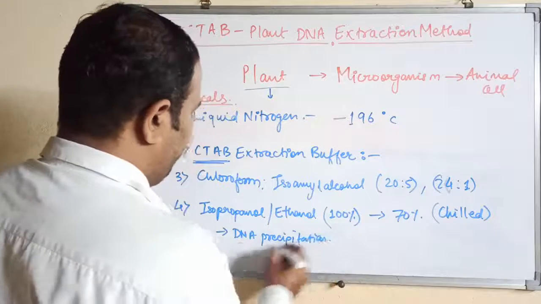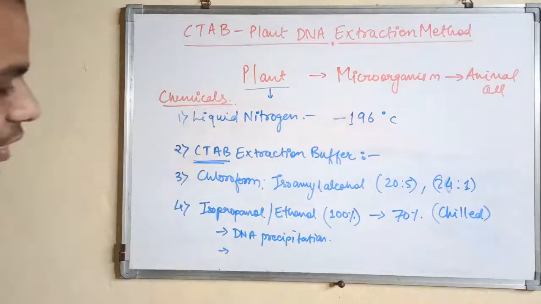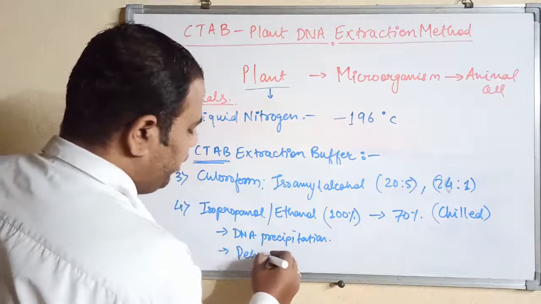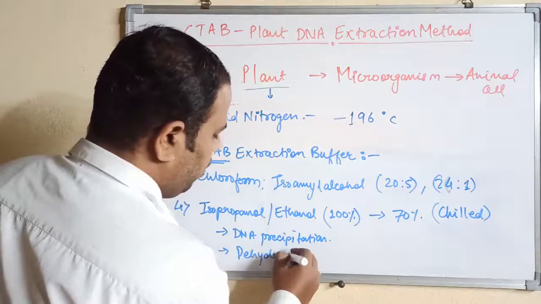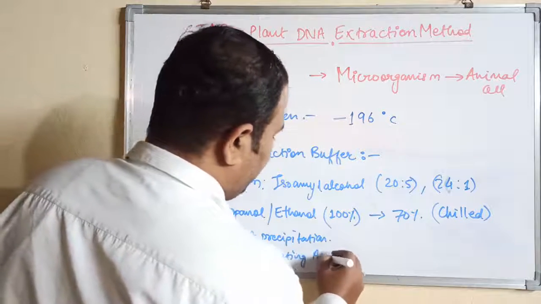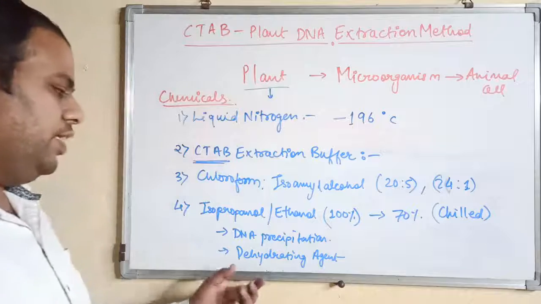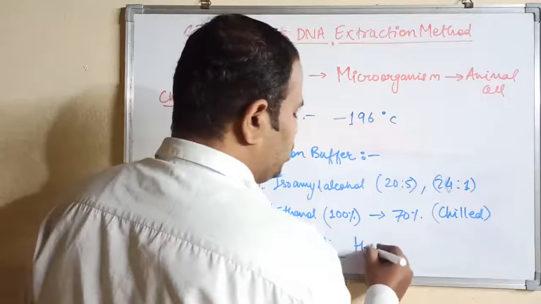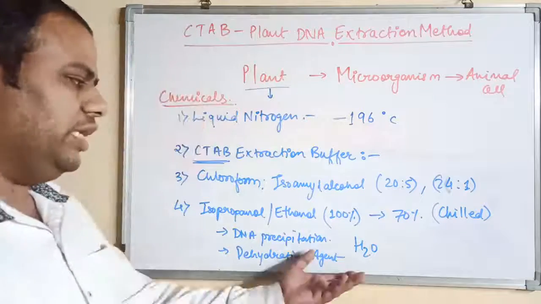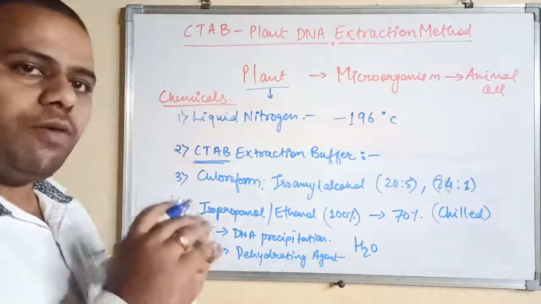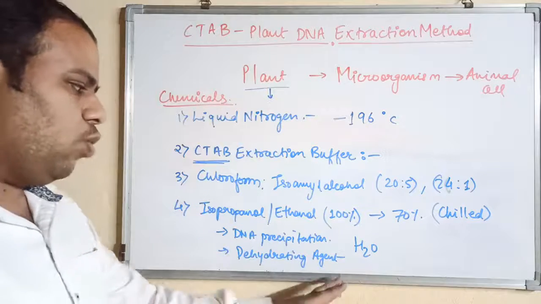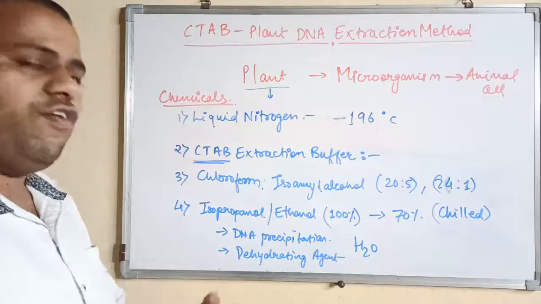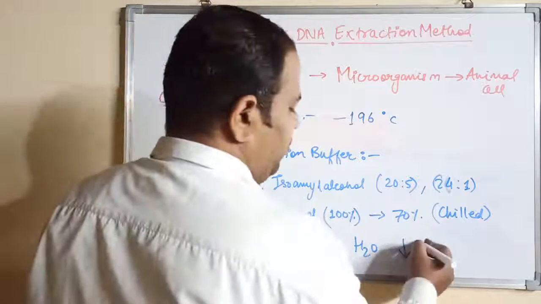Okay, it helps in DNA precipitation. It is a dehydrating agent. Both of them are dehydrating agents, and you can use either one. Dehydrating agents remove the water molecules from any biomolecule. In DNA also, it removes the water molecules from the surface of the DNA. There is no water molecule left due to the alcohol here, so the DNA becomes hydrophobic, and due to it, it gets precipitated in the solution.